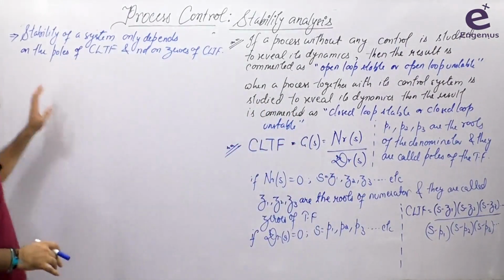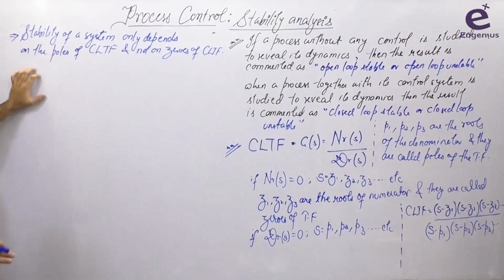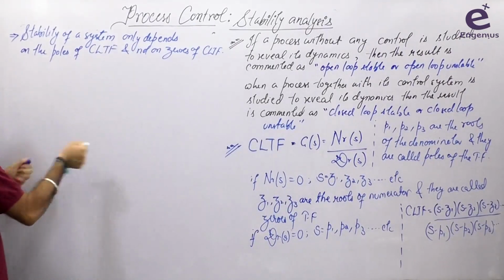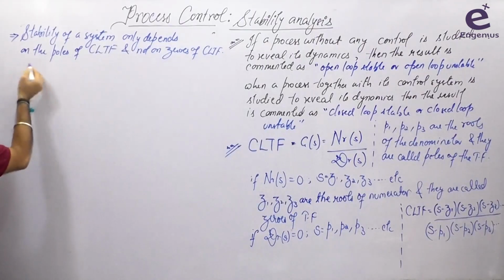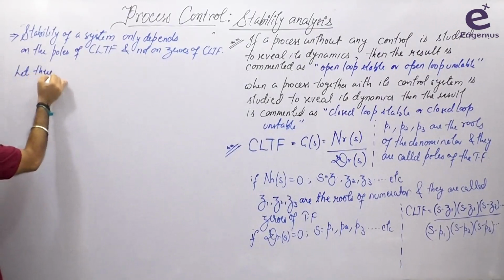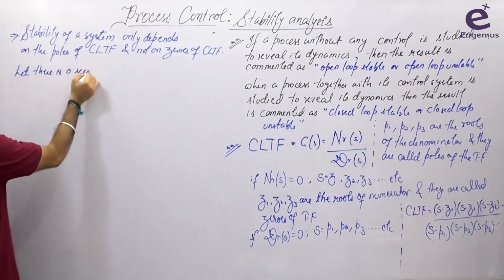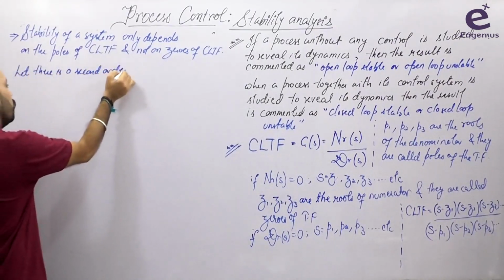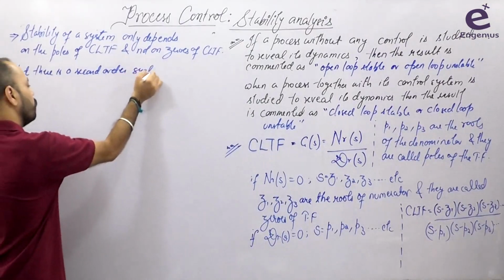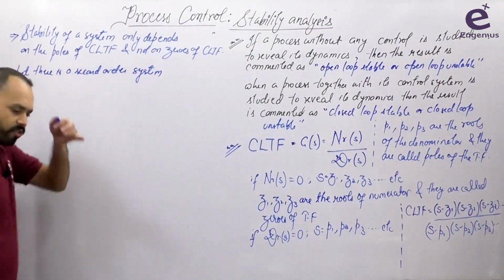So only poles are responsible for deciding the stability of the system, but not the zeros. Okay, what else? Suppose I'm just taking an example. Let there be a second order system. Do you remember the differential equation of a second order system?